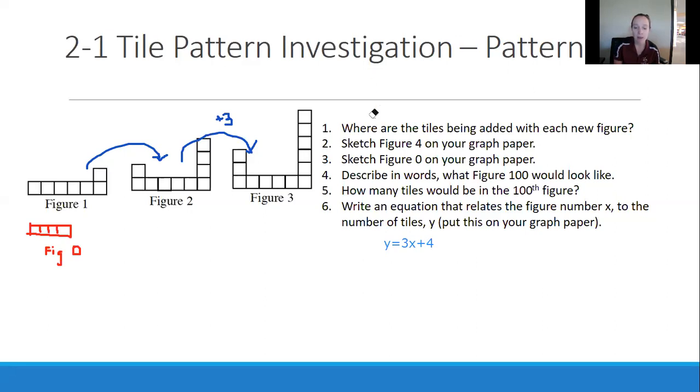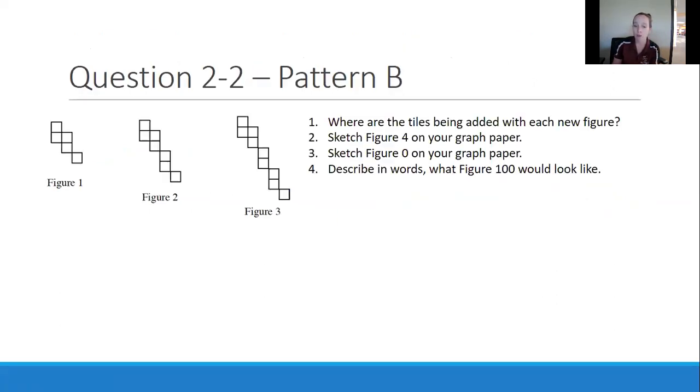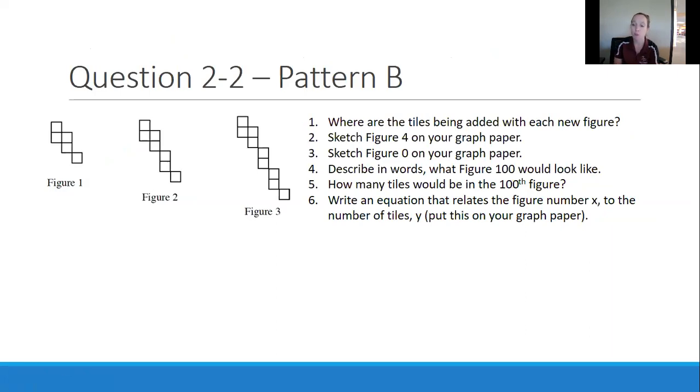All right, at any point, if you are confused, stop this video, rework it, make sure all of your notes are filled in. Because what you're going to do is pattern B on your own. So you need to answer questions 1 through 6 for pattern B. Pause the video here and answer those 6 questions. We'll be checking and going over these parts of your notes in your next in-person class day.